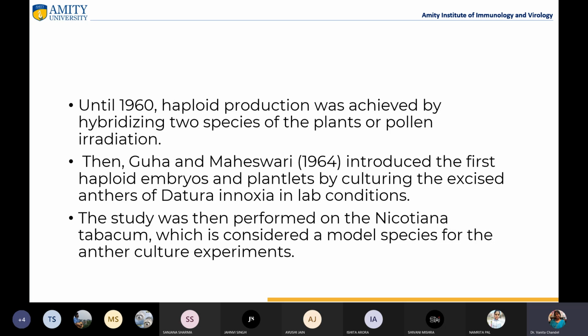Nicotiana or the tobacco plant, a number of Nicotiana species, Nicotiana benthamiana, Nicotiana tabacum, these are the model plants which are used for a lot of plant studies. Even with plant viruses, we sometimes transfer the viruses to these plants, and then we maintain the viruses on this plant. So these are the model plants that we use.